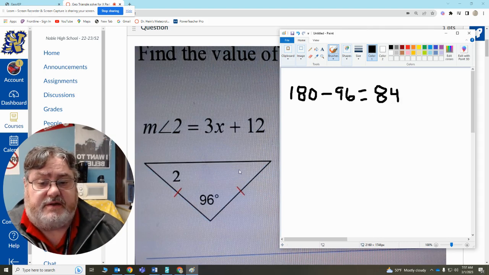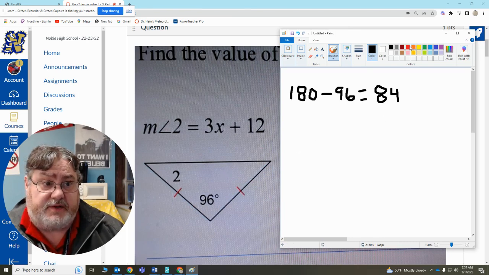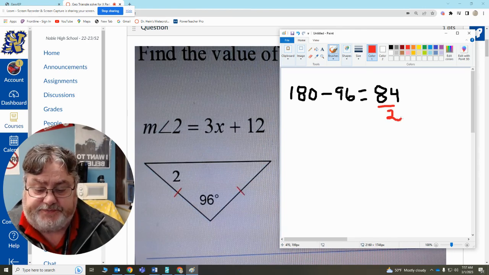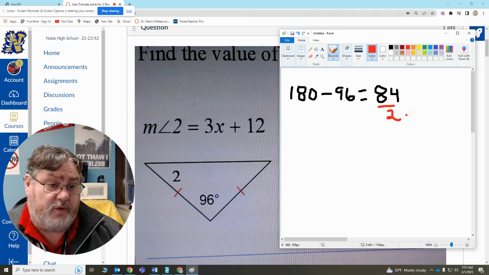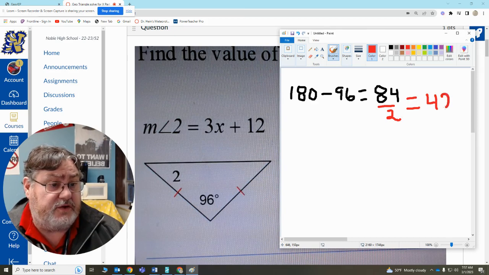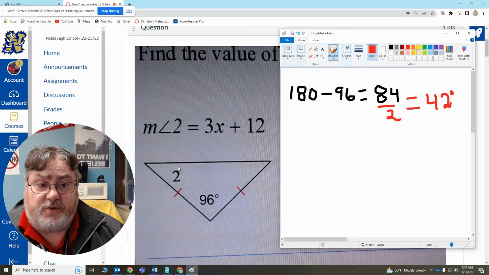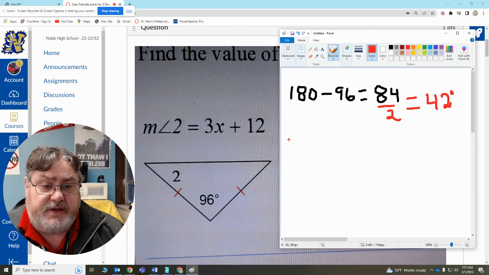So now that we know that angle 3 is 96, angles 1 and 2 share 84 because they're equal. So I'll simply take 84 and divide it by 2. 84 divided by 2 is 42 degrees. Therefore, angle 1 and angle 2 are 42 degrees. Okay, so now that we know that the measure of angle 2 is 42 degrees, we can substitute 42 degrees for the measure of angle 2, and I'll do it right now, 42.